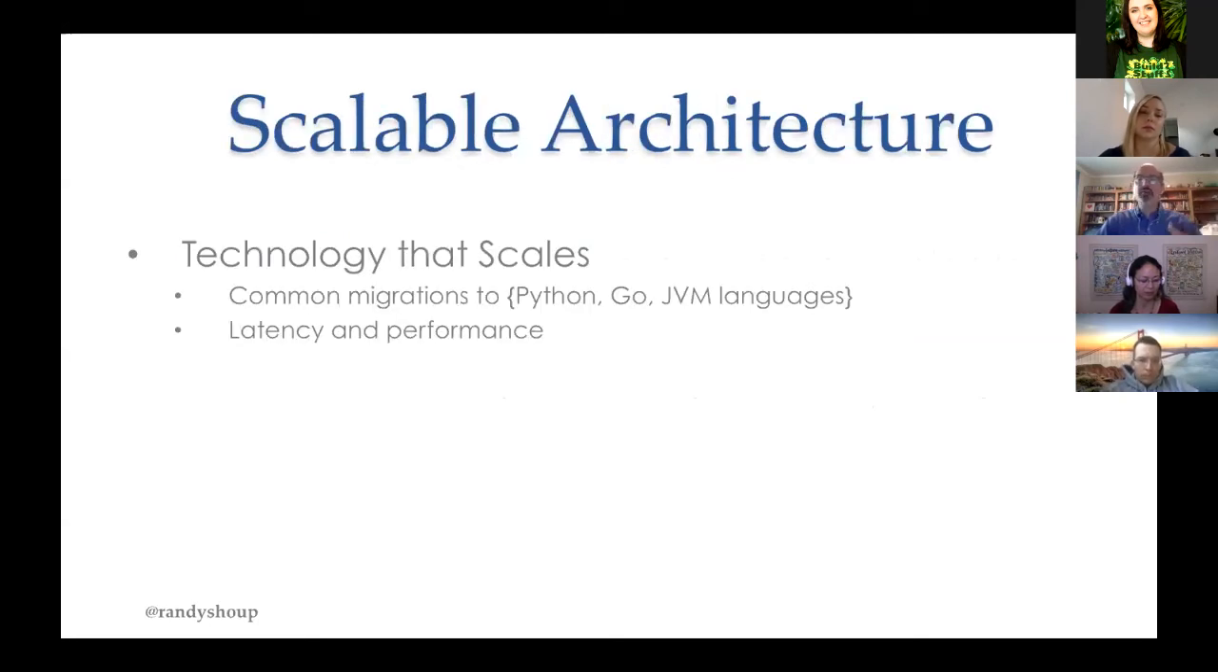So rather than technologies that optimize for initial productivity and for prototyping, I often see companies introducing more scalable enterprise-y technologies. So maybe they're migrating to Go or the JVM languages, and they're starting to think a lot more about latency and performance rather than simply about developer productivity. And by the way, these problems were not problems we had earlier. So it was absolutely right for us not to think about them earlier and only to think about them now.